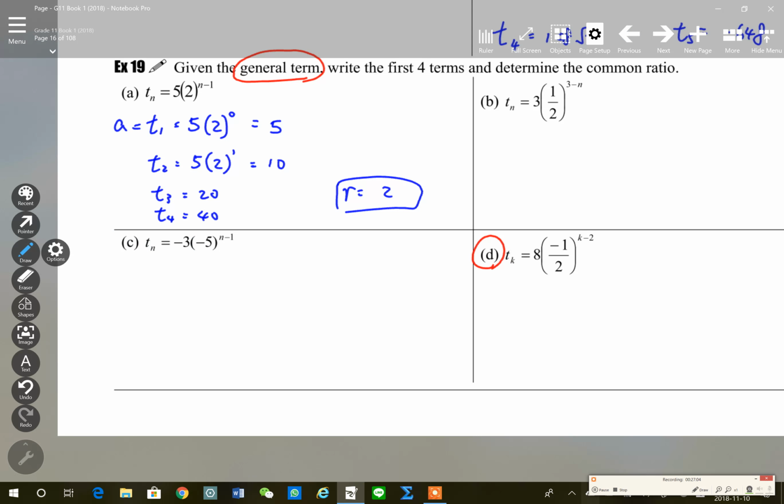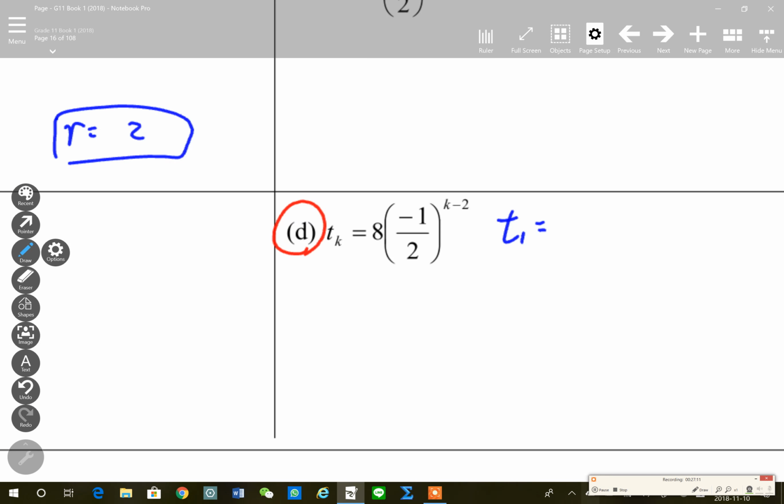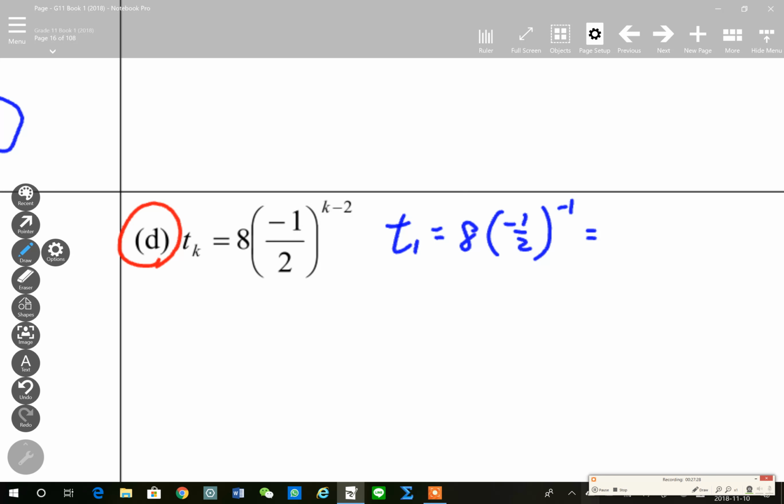So T1. I put 1 into the K, right? Because it's using K now, right? Negative 1 over 2. 1 minus 2 is negative 1, actually, right? Anybody got the first term? Negative 16, is it right?